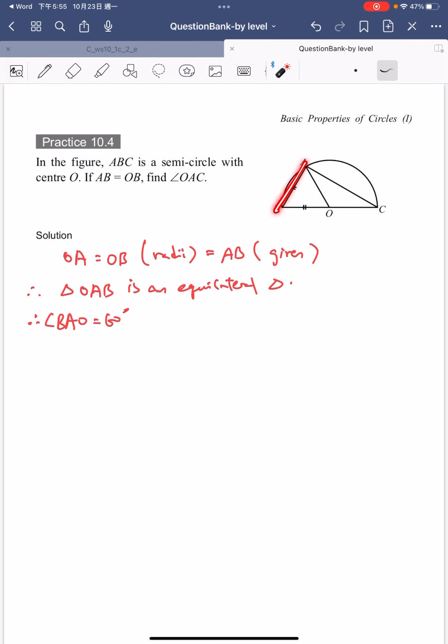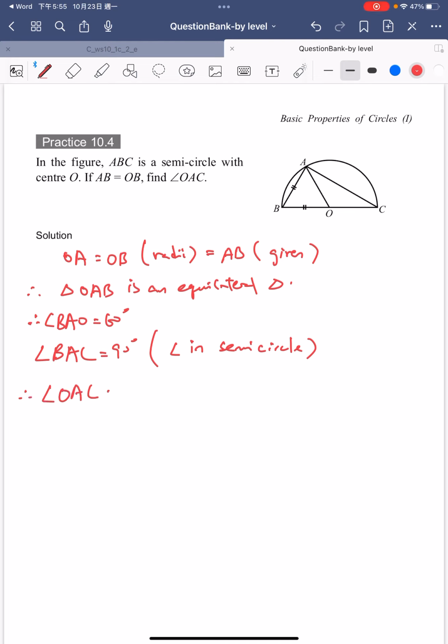Then we can say that the angle of BAC is 90 by using the angle in semicircle. So the required angle OAC is going to be the whole angle BAC minus the angle BAO. So we use the whole angle minus this angle to get the required angle here. Then we can say it's equal to 90 minus 60, which gives you 30 degrees. So that's for question 4.